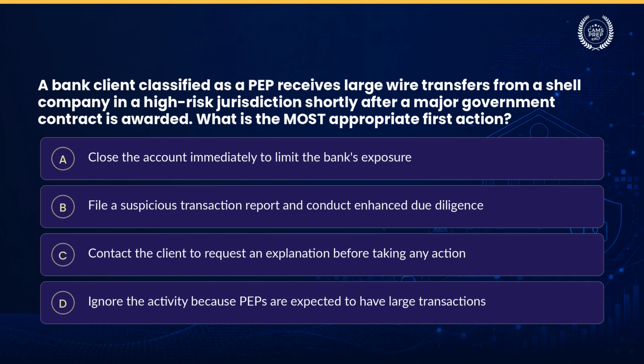Question 3. A bank client, classified as a PEP, receives large wire transfers from a shell company in a high-risk jurisdiction shortly after a major government contract is awarded. What is the most appropriate first action? A. Close the account immediately to limit the bank's exposure. B. File a suspicious transaction report and conduct enhanced due diligence. C. Contact the client to request an explanation before taking any action. Or D. Ignore the activity because PEPs are expected to have large transactions. Consider the regulatory obligations that apply here.